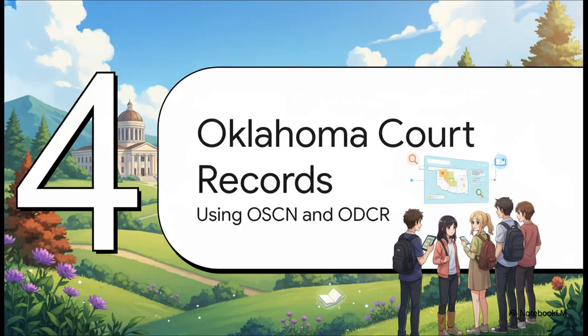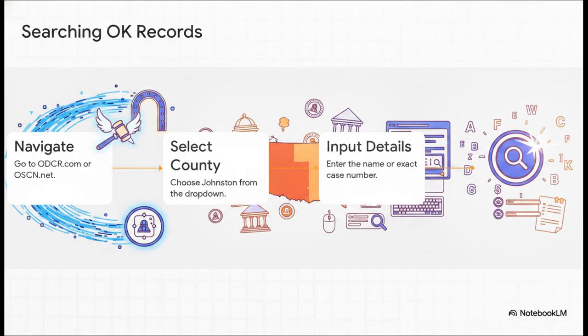All right, shifting gears. Part 4, searching Oklahoma court records. The Oklahoma process is, quite frankly, wonderfully straightforward. They use the ODCR or OSCN networks, and you don't have to register for anything to pull up these district court dockets. You just go to the site, pick Johnston from the county dropdown to filter for the 20th Judicial District, pop in the name or case number, and hit search.